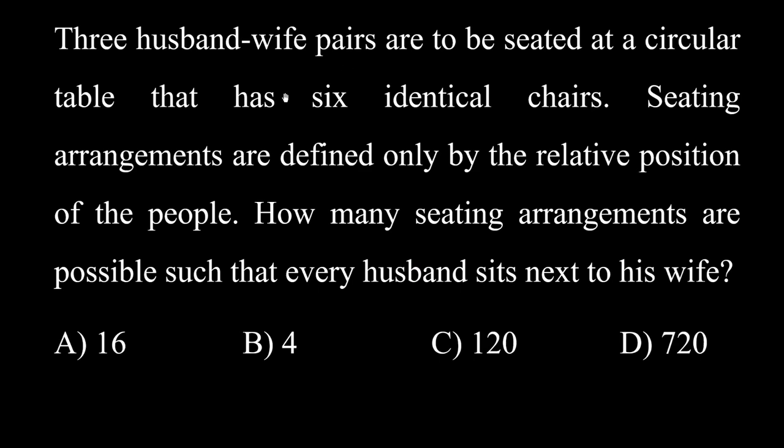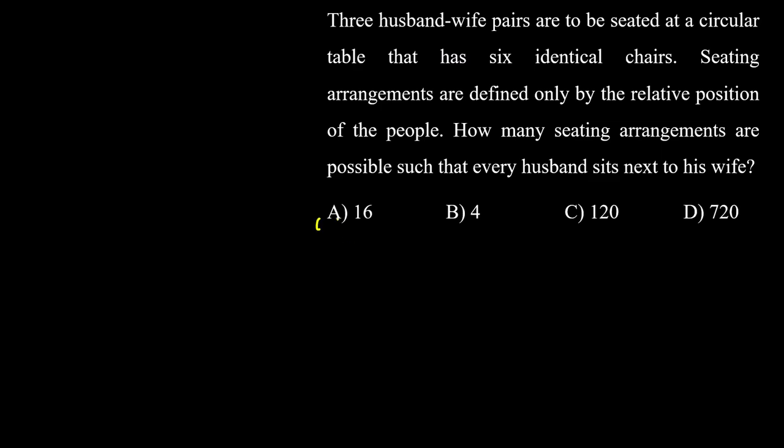The answer is option B. 4 is the answer. Okay. Remaining 3 husband-wife pairs. So 3 pairs, H1W1, H2W2, H3W3 like that. 16 is the correct answer.